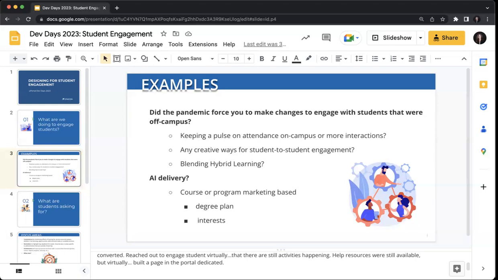Good. Okay. And I don't know if anyone here, as a way to engage students, utilizes any AI delivery, whether that's marketing, any programs or degrees, or maybe chatbots, something for interacting with students?